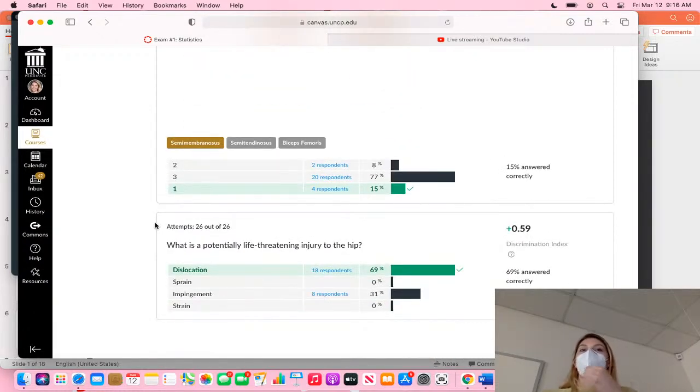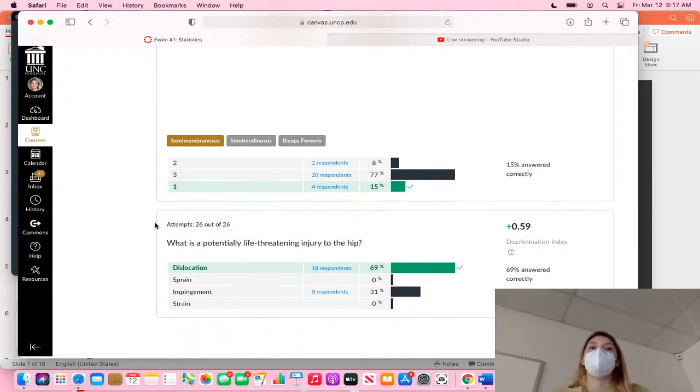And lastly, what is a potentially life-threatening injury to the hip? Impingement is not a life-threatening injury. It's basically just a bony overgrowth. Your hip mobility decreased. Versus we know that dislocation could be life-threatening because it could tear through that artery, could tear through the glute muscle and any kind of nerves and vasculature through that area.